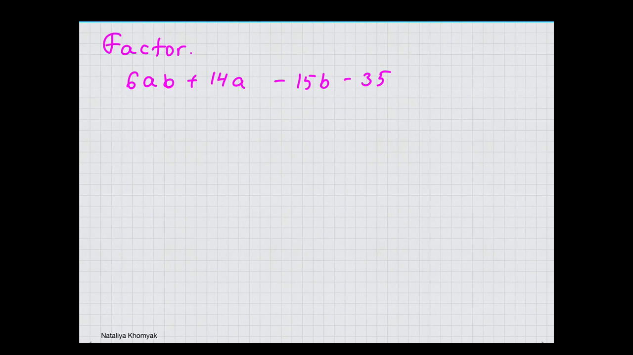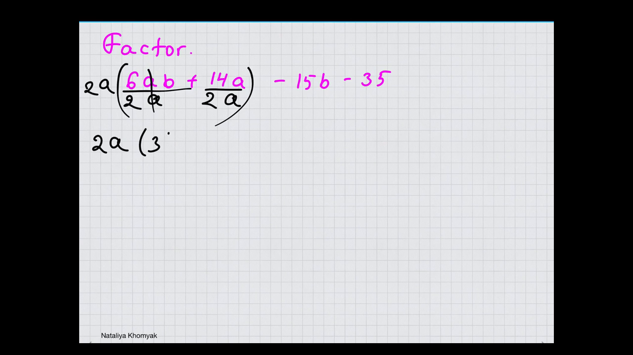Okay, let's factor this one. 6 and 14 can both be divided by 2. We can take out a also. So the first parenthesis is 2a. 2 goes into 6 3 times. This cancels. B plus 2 goes into 14 7 times.